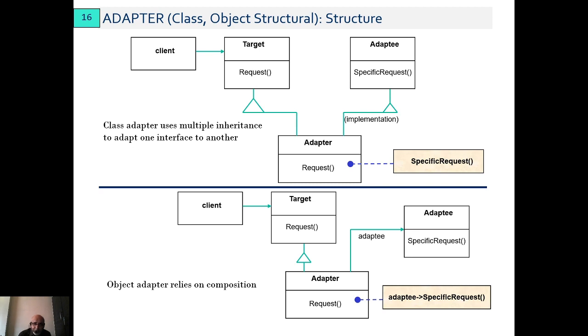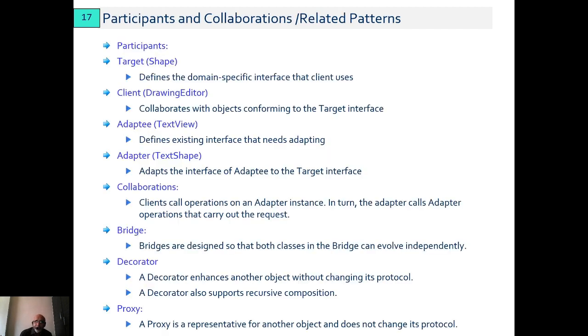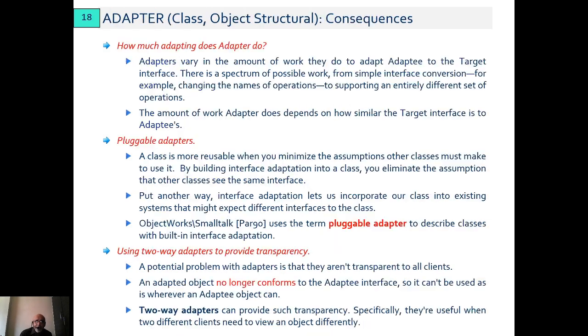In the other case, the object adapter relies on composition. Composition of what? Adaptee and target. Here there is no multiple inheritance. Only the client is required to communicate to the target, and through delegation, I repeat again, through delegation, the adaptee can access the mechanism. So that is about the adapter.